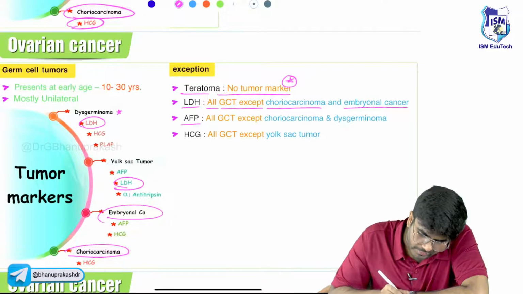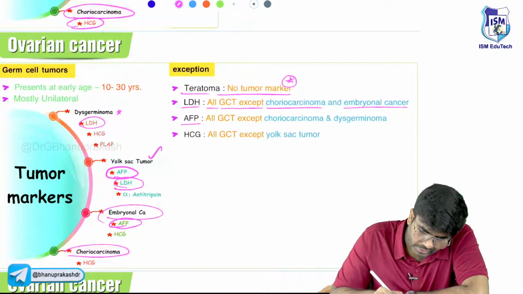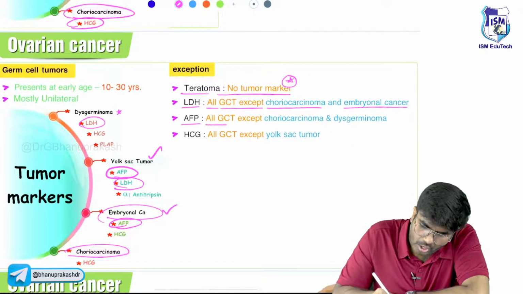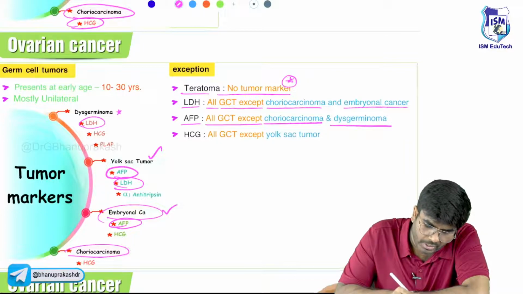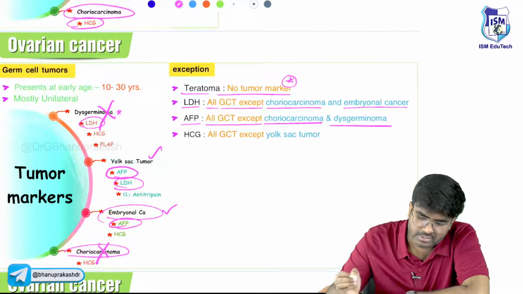Next, alpha fetoprotein. Alpha fetoprotein is seen in yolk sac tumors as well as embryonal cancer, and in all germ cell tumors except choriocarcinoma and dysgerminoma. So in dysgerminoma and choriocarcinoma, it is not seen.